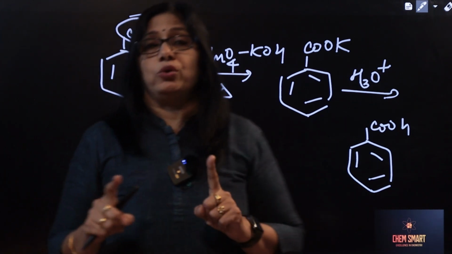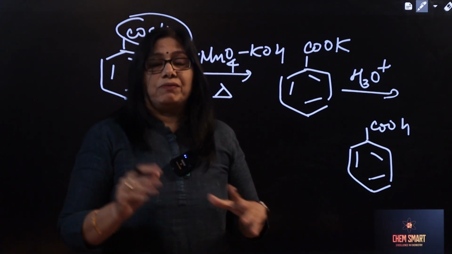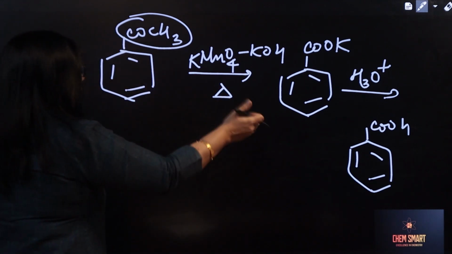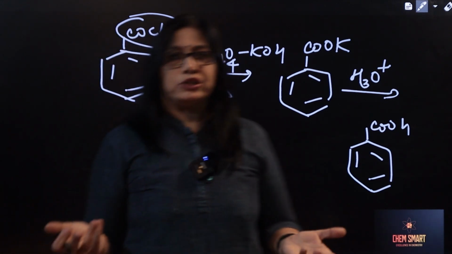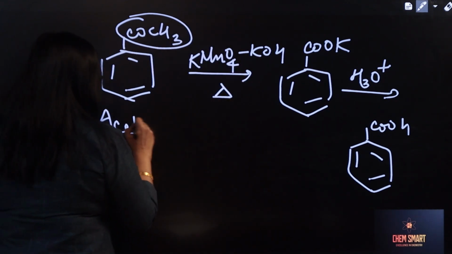And one more thing you have to practice in your board paper when you present your answer sheet: whenever you do a conversion, it is always better to write, for example, here they have asked you acetophenone to benzoic acid. So in the presentation area, here you write acetophenone.